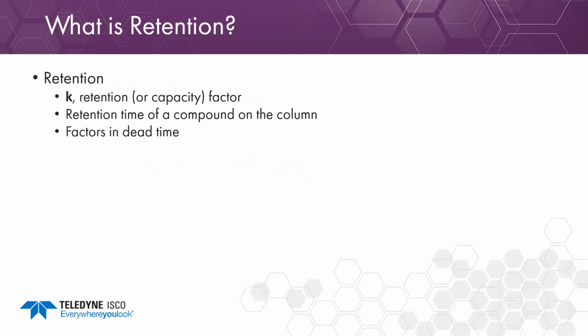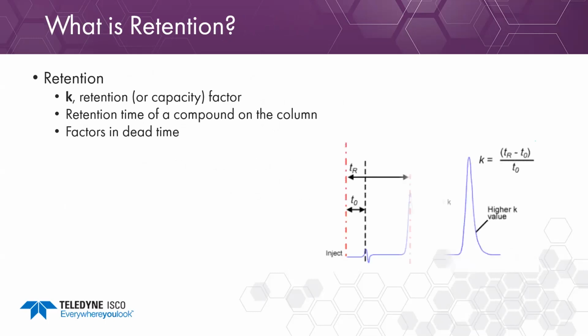Retention, which is our k value, is a capacity factor, or retention factor. This is ultimately the retention time of a compound on the column, and this factors in the dead volume. Your solvent front basically travels at time 0 down the column, and the amount of time it takes for your compound to elute, the retention time, is tR. So k is tR minus the solvent front time, divided by the solvent front time.